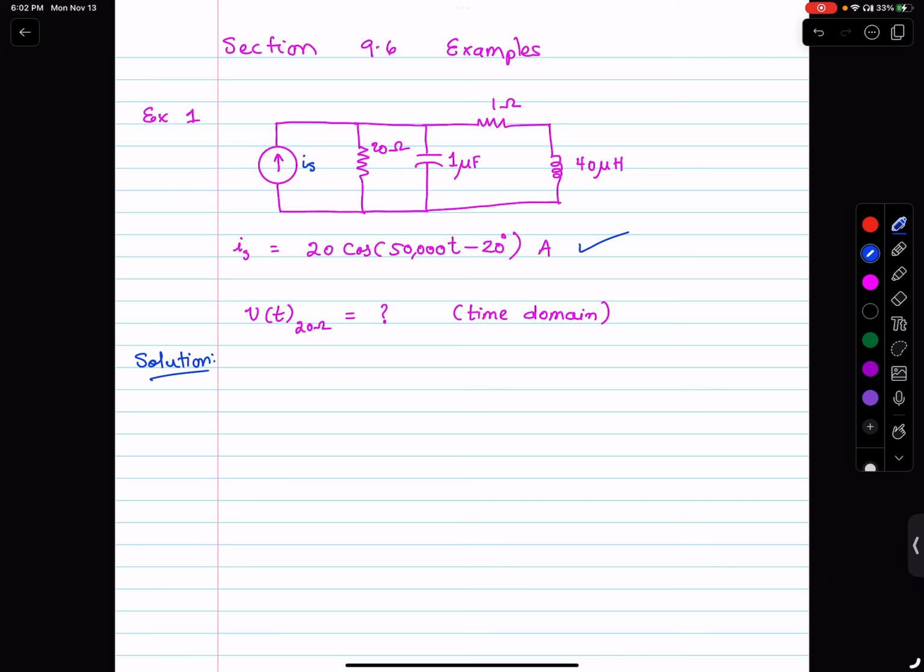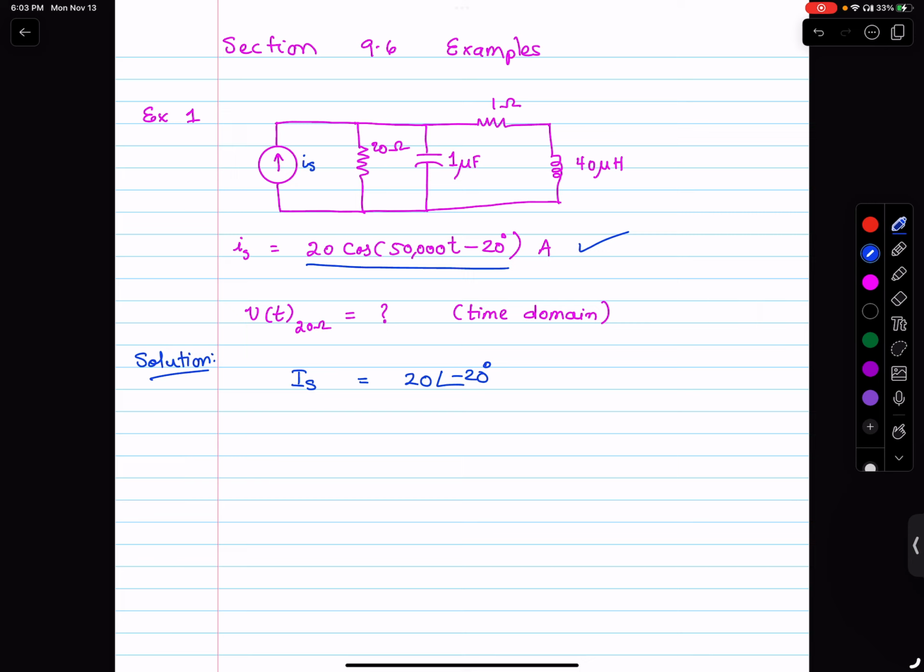Okay, let's see. We are given that I of S is this guy, meaning that the amplitude is 20 and the phase angle is negative 20 degrees. So if I am to find the phasor of the current, the phasor of the current is really 20 angle negative 20 degrees, right? So all I have done is to convert this guy into phasor. Very good. Now, what else is given?